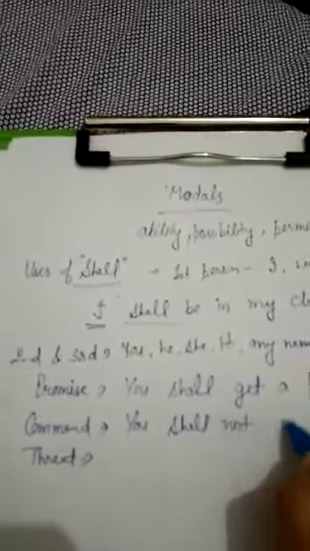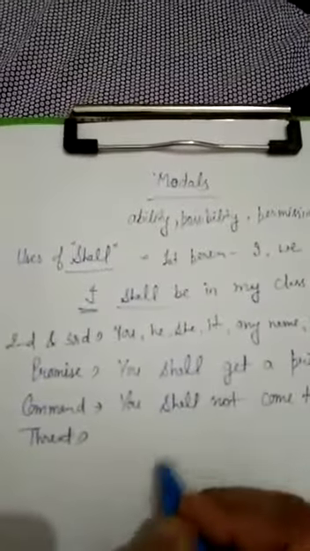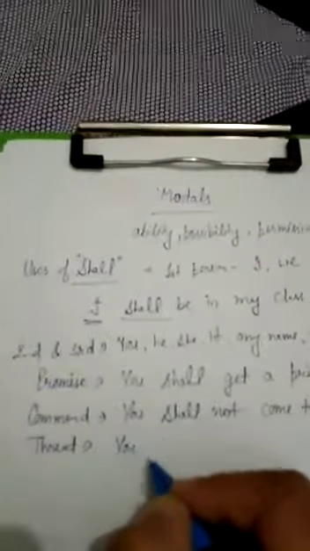Promise example: You shall get a prize. Here shall is used as a promise. Command: You shall not come to my house. We have used it with the second person here. It's a command. So here shall is used as a command. Next is threat: You shall be punished for your misconduct.